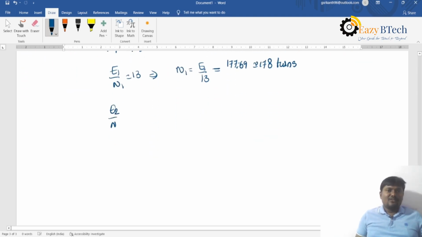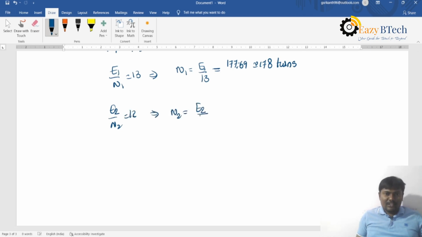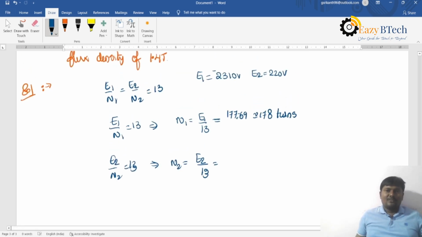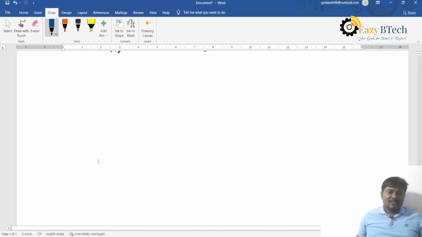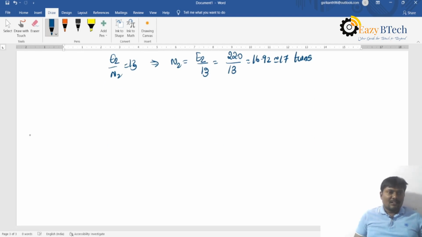Similarly, E2 by N2 is equal to 13. From this you can calculate the N2 value. So E2 divided by 13. What is the E2 value? It is 220 by 13. So 220 divided by 13 should be equal to 16.92, that is 17 turns. Okay, after that the second bit is asking the net cross sectional area of the core.